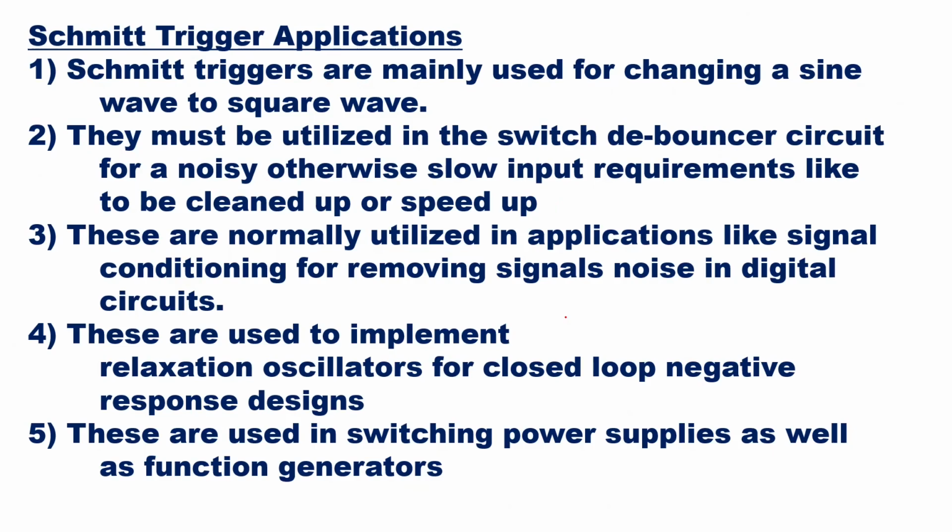If you want to see the applications of the Schmitt trigger, we can say that Schmitt triggers are mainly used for changing a sine wave to a square wave. They are utilized in switch debouncer circuits for noisy, otherwise slow inputs that need to be cleaned up or sped up. They are normally used in signal conditioning for removing signal noise in digital circuits. They are used to implement relaxation oscillators with closed loop negative feedback designs. They are also used in switching power supplies as well as function generators. So these are a few applications of the Schmitt trigger.